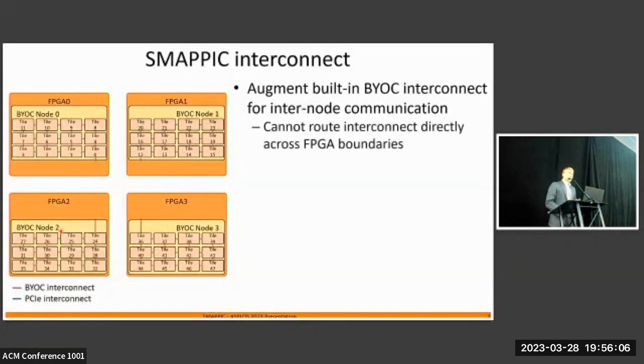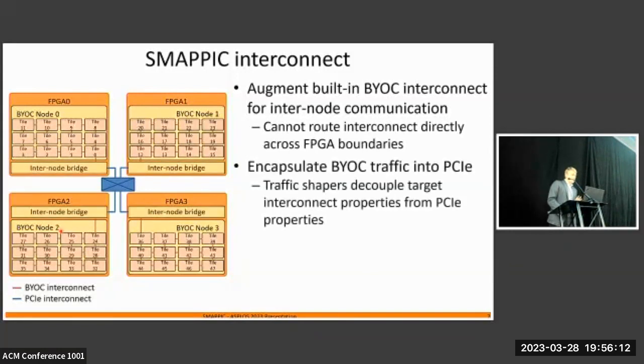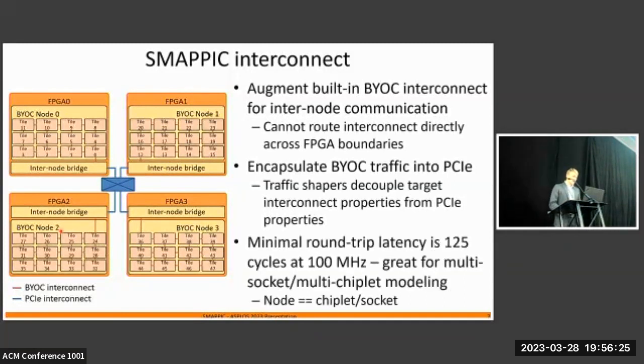What we can do, though, is use the included PCIe interconnect of the host machine. So what we did is we designed an internode bridge that encapsulates BYOC traffic inside the PCIe traffic. We add traffic shapers on top of this internode bridge to decouple target interconnect properties from PCIe properties. We measured the minimal round-trip latency of this interconnect at 125 cycles at 100 megahertz target frequency.